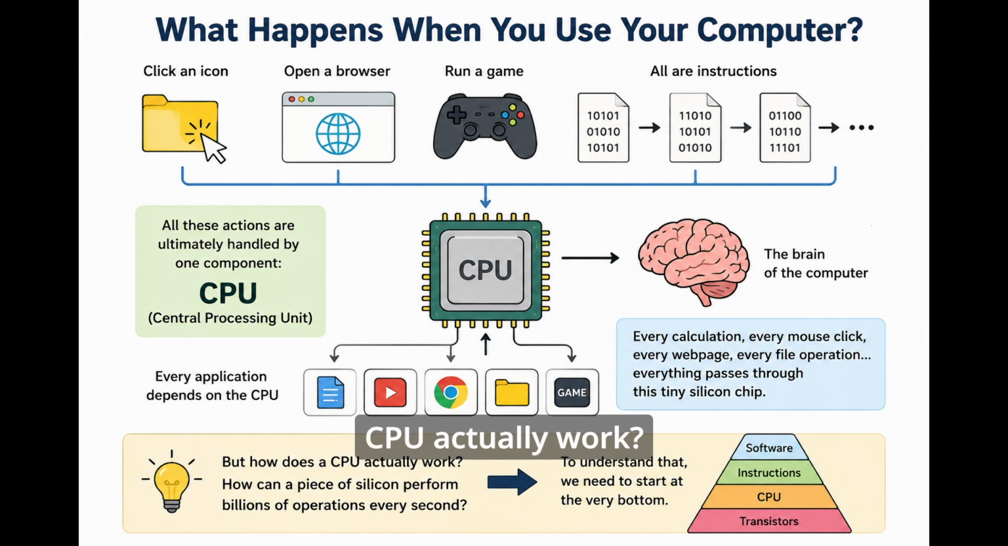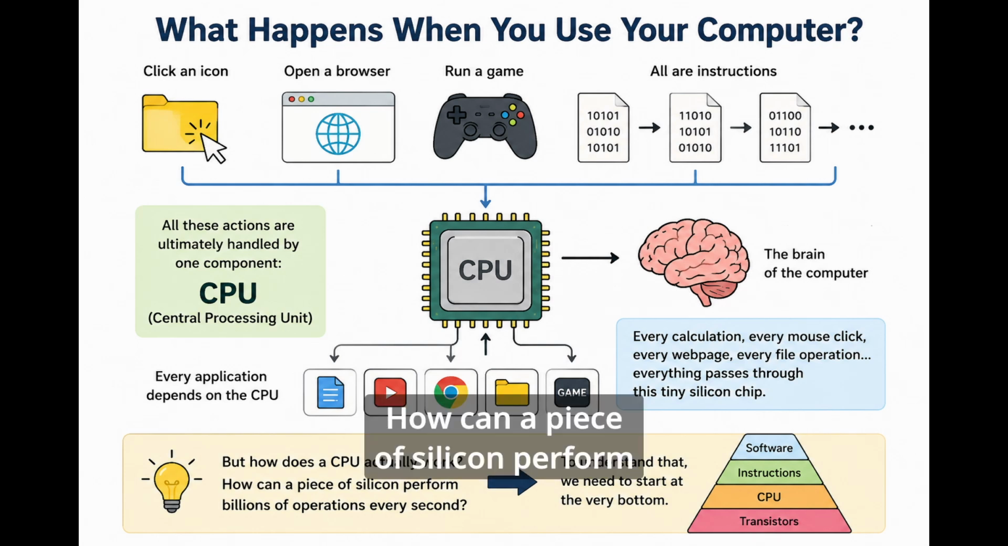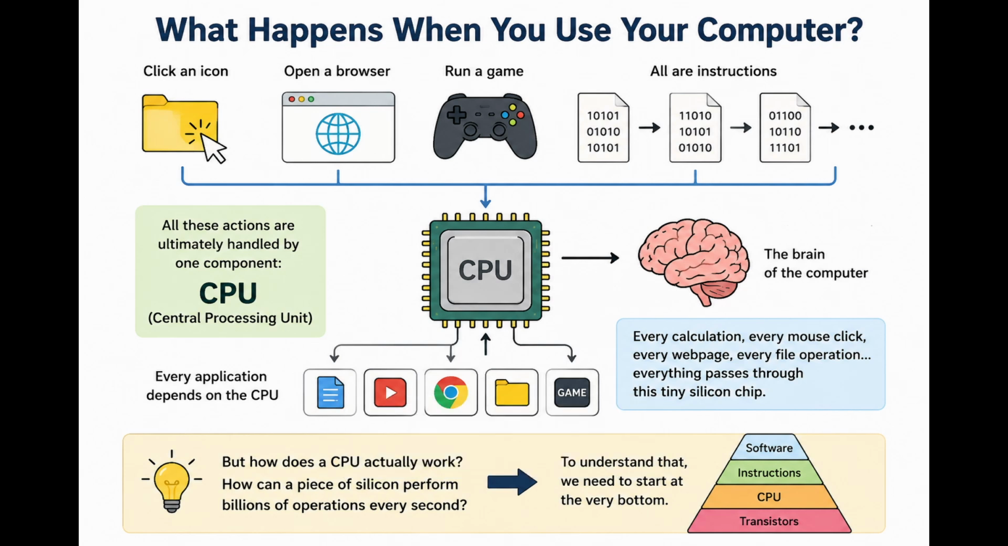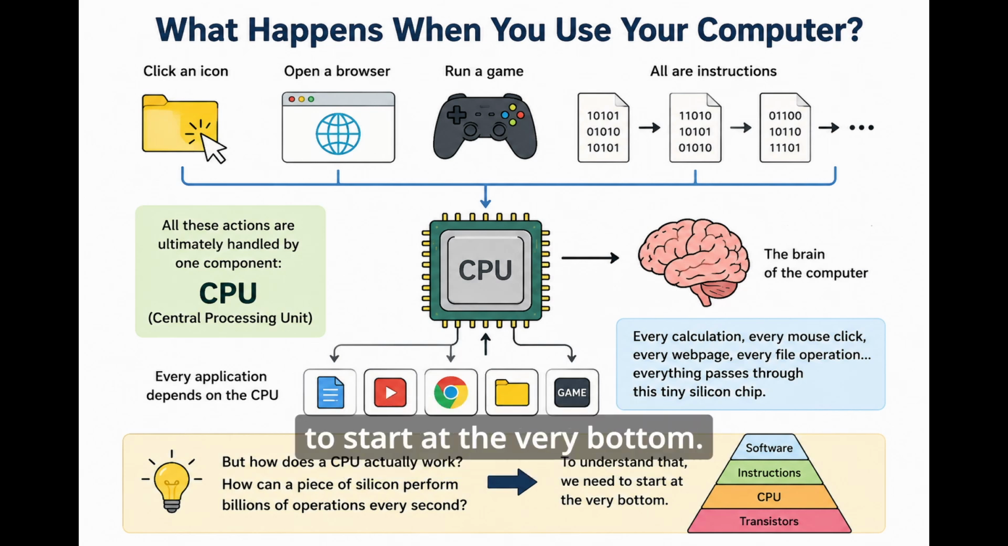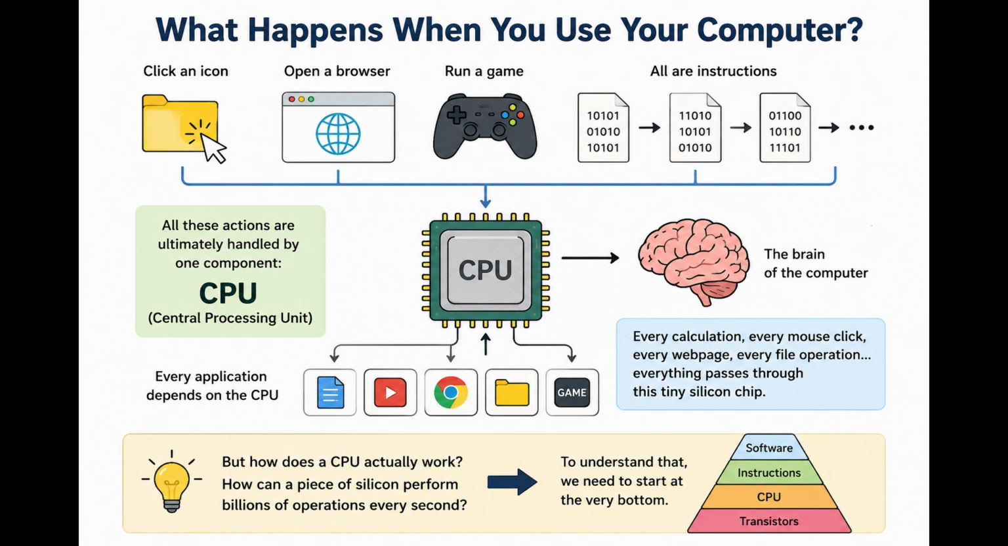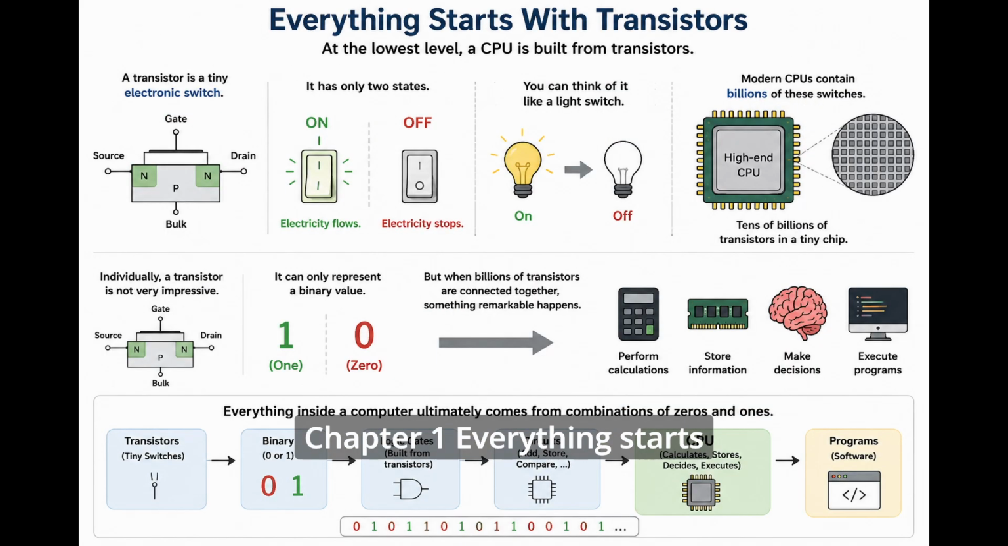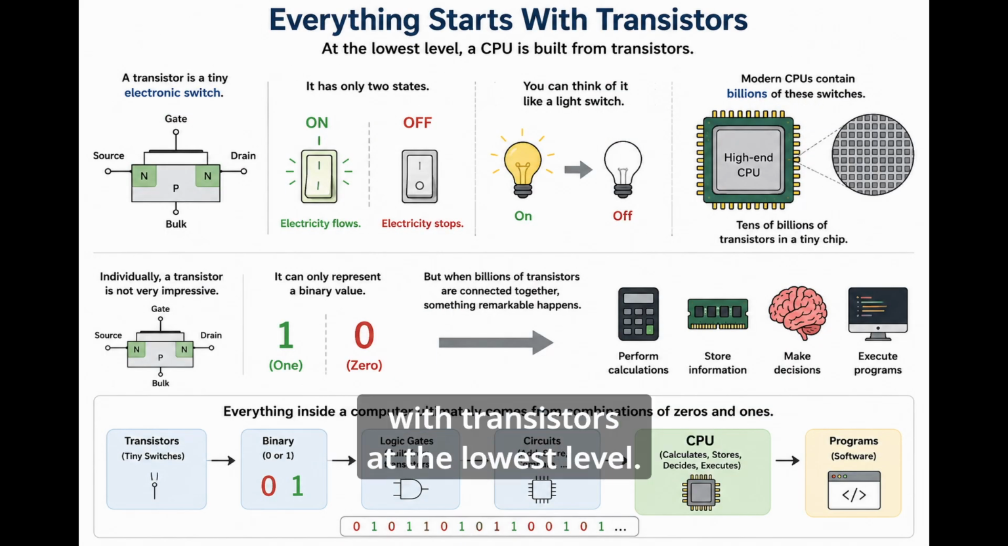But how does a CPU actually work? How can a piece of silicon perform billions of operations every second? To understand that, we need to start at the very bottom. Chapter 1. Everything starts with transistors at the lowest level.